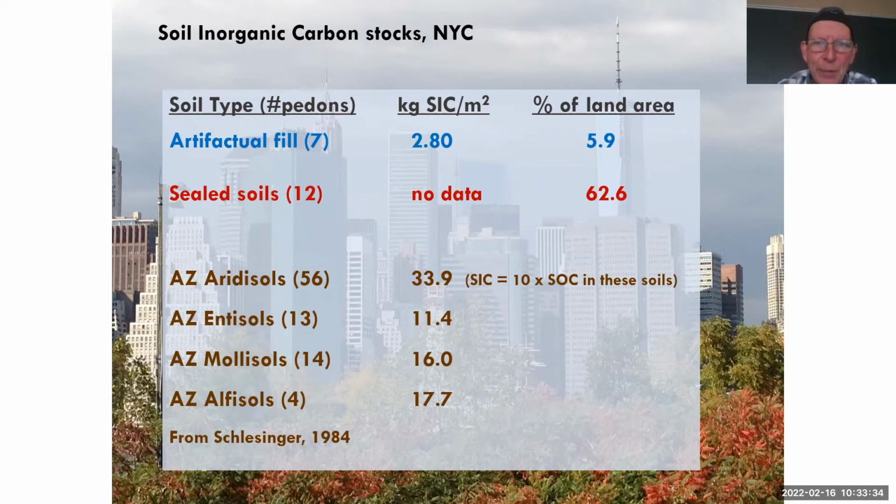To put these numbers in perspective, I dug up some data on some Arizona soils. Calcium carbonate is more important in the profile in soils in the arid landscapes. And there's some values for aridisols in Arizona, entisols, mollisols, and alfisols. And the aridisols have the highest amount, 33.9. What was interesting is that the soil inorganic carbon in these aridisols is 10 times the soil organic carbon in these soils.